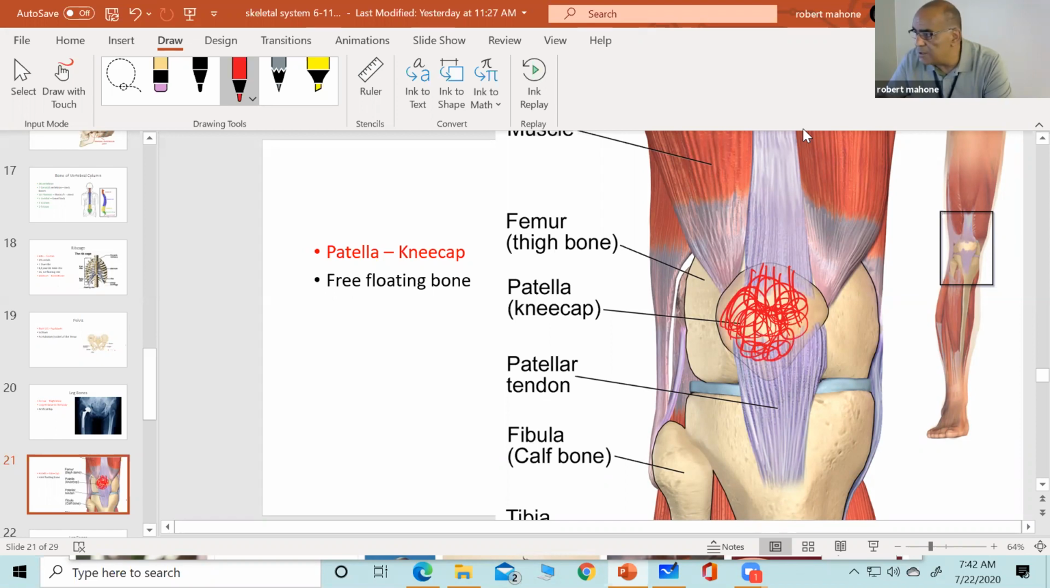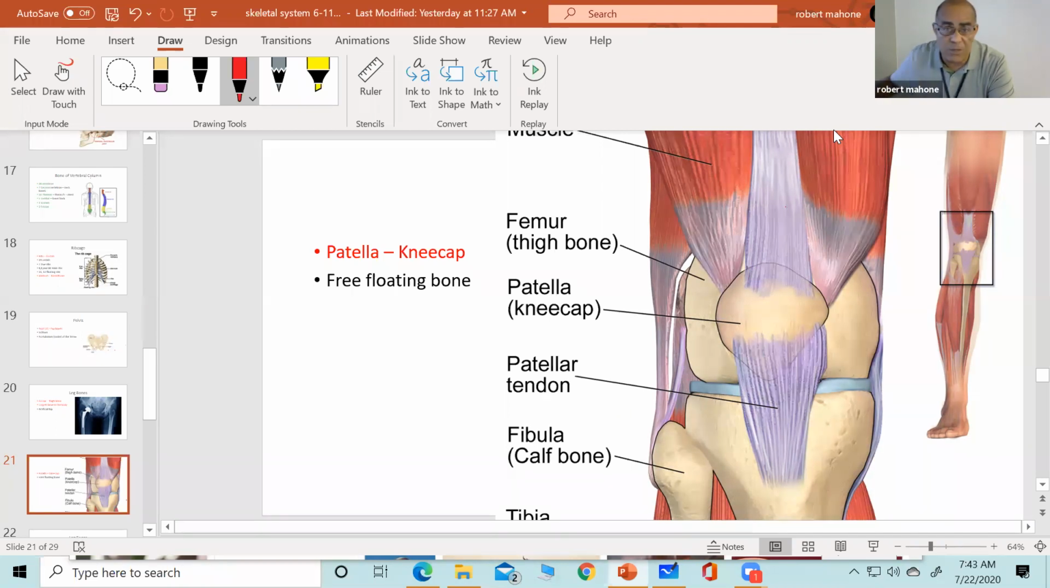So it is a free floating bone only attached at the top and bottom. When we do surgery on somebody's knee, they're going to cut this ligament right here and swing the knee joint, the whole structure down out the way. Do the procedure and then pull it back up and suture it back together. So the patella is our kneecap, and it's a free floating bone.